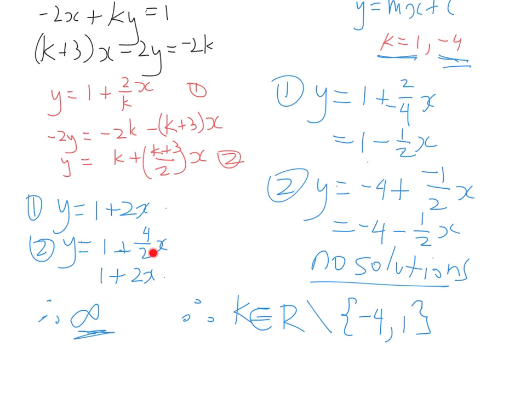So like we found here, same y-intercept, same gradient, infinite number of solutions. K equals -4, same gradient, but different y-intercept, no solutions. And therefore, if k is anything apart from -4 or 1, then we have one solution. I better write that down. So that's what we need to do.